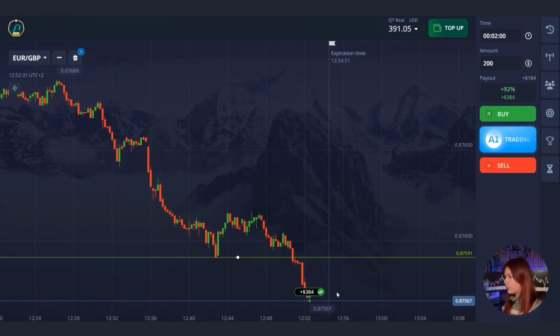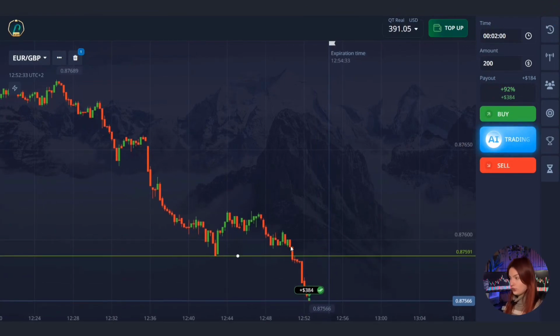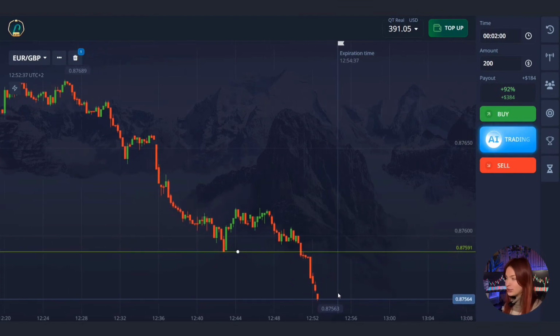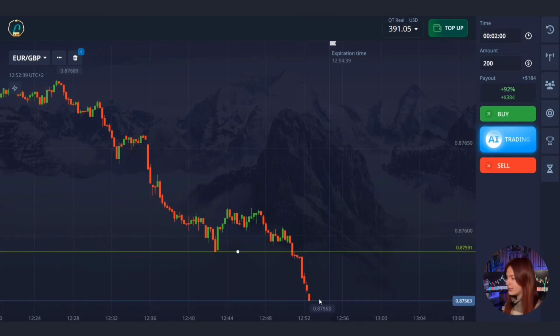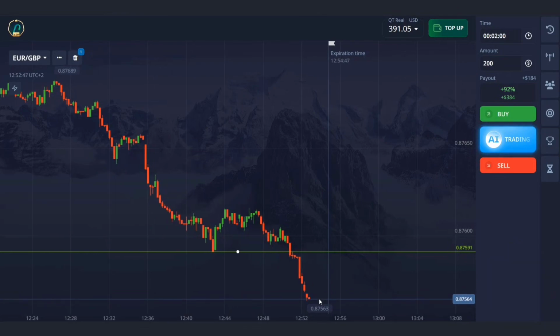So guys, the price really continued to move down. Also, as you can see, the support level has been broken and we got the profit. So I have managed to earn on this movement. Such trading situations also work well in most cases, guys. So let's continue our trading session.